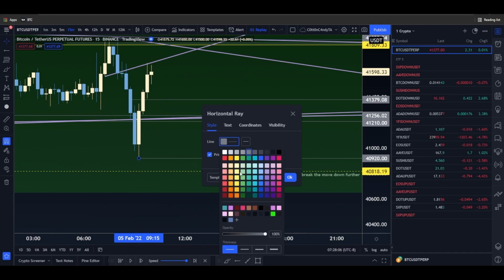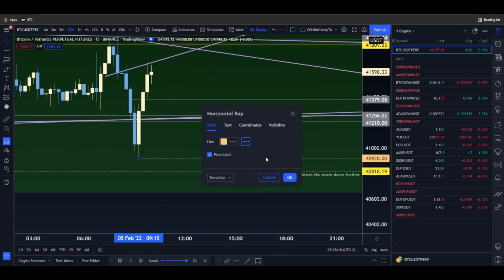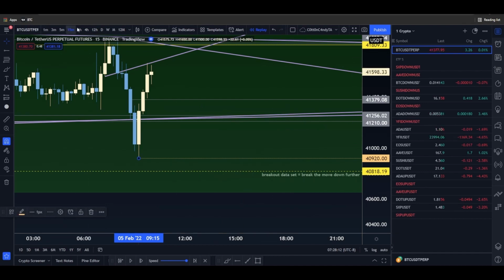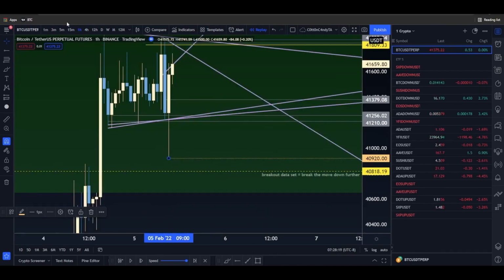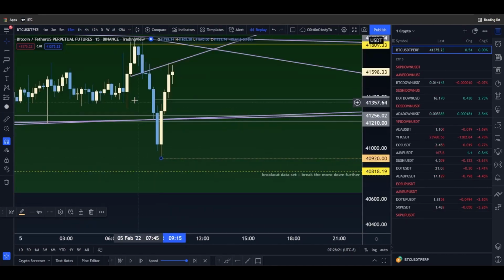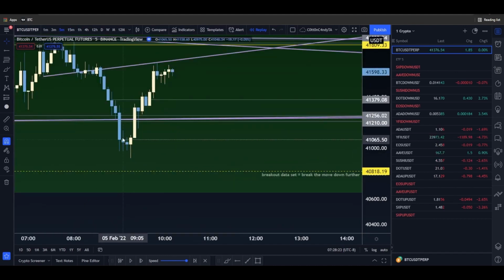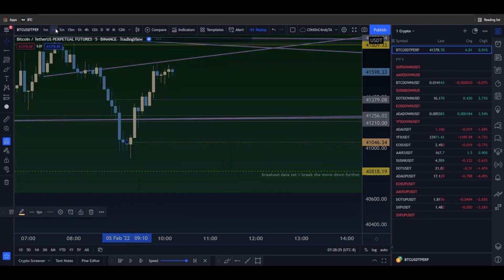Make it a fancy color. We'll go with this off-tone yellow, like peach or something, make it a dotted line, and then we can just work back. 15-minute time frame. Actually, we'll just go to the 4 hour. Okay, cool. Look at that. Bang, perfect. Then we can work back and say, oh, nothing on the hourly. Okay, you've got something on the 15. What about deeper? Yeah, you've got deeper on the 5 right there, right? So you can just work back like that.